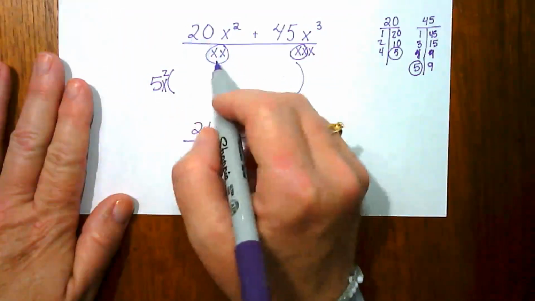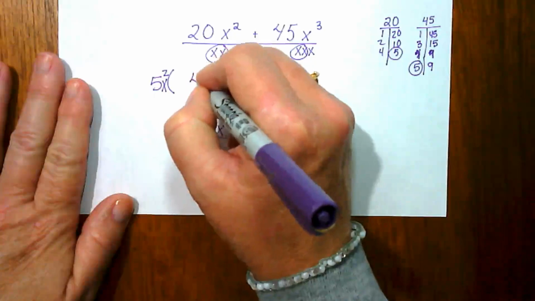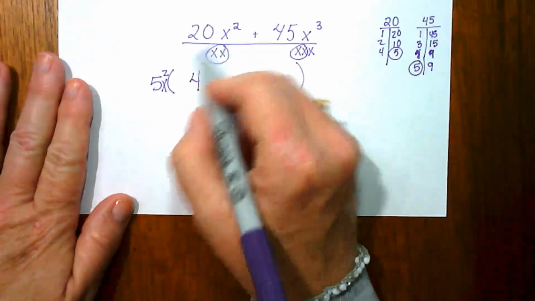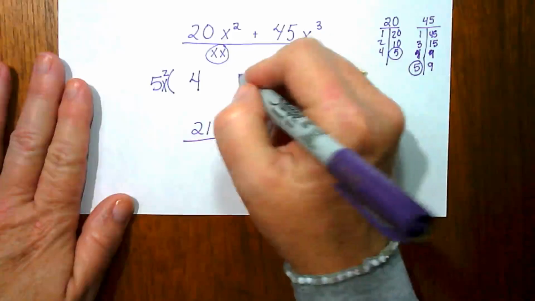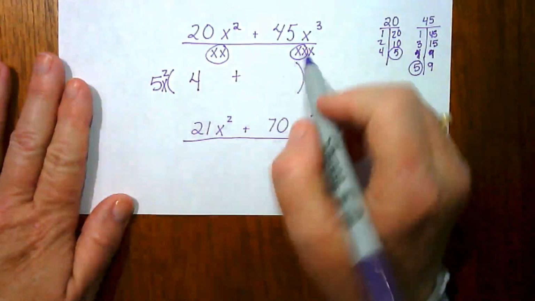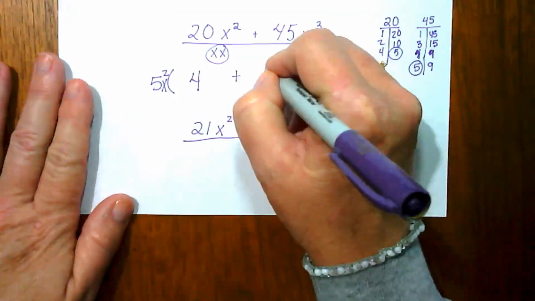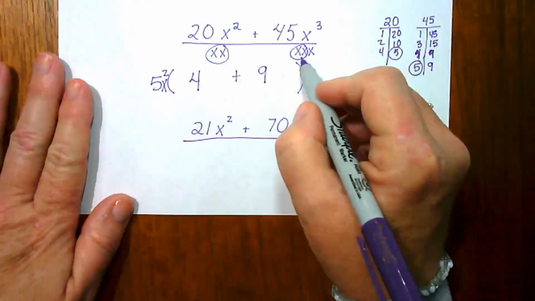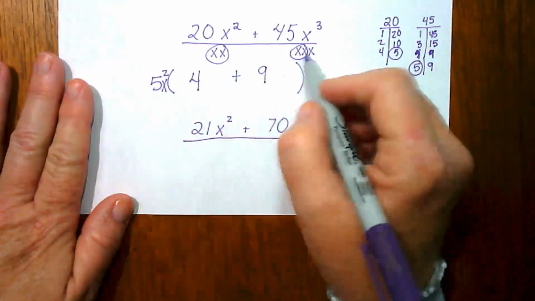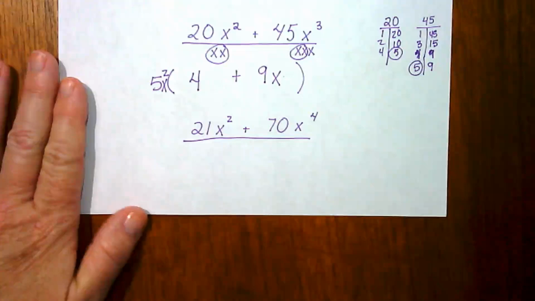So what am I left with here? 20 divided by that 5 gives me a 4, and the x squared went out front. I didn't do anything with the sign, so the sign stays the same. I'm dividing 45 by 5, and that's going to give me that 9. I took these 2 x's and I put them out front. That left me with 1 x behind.